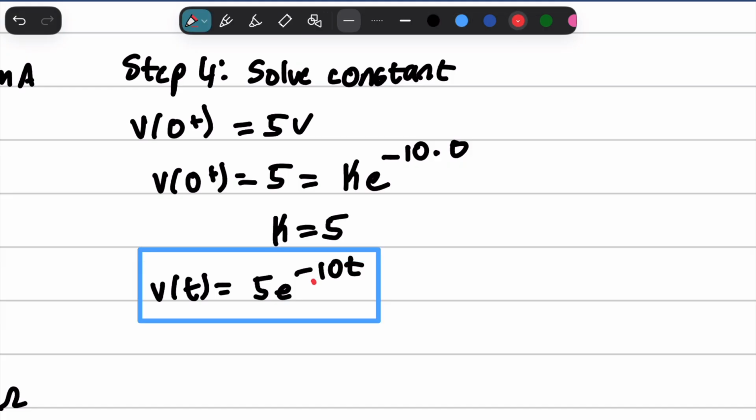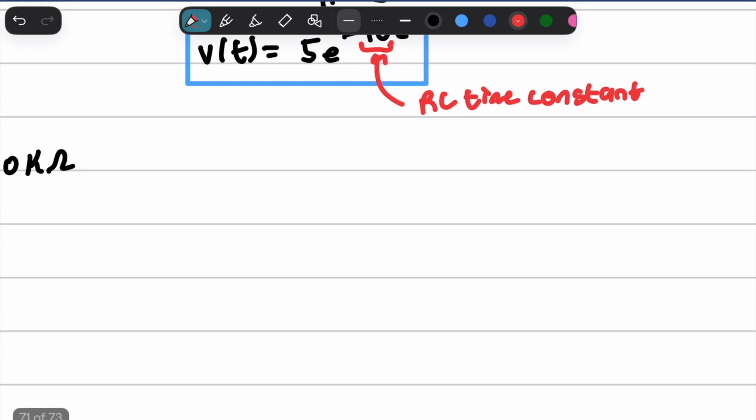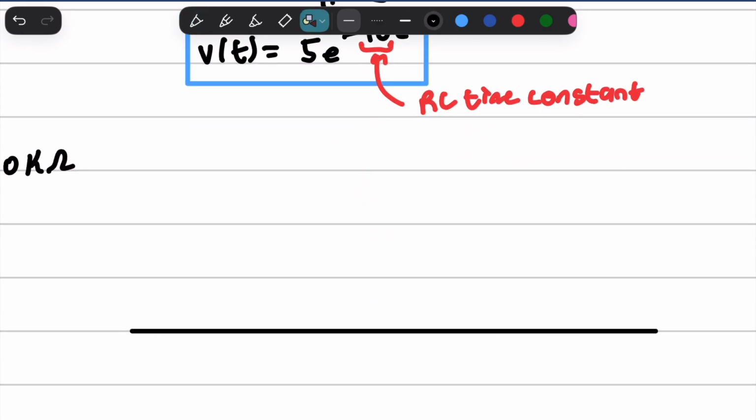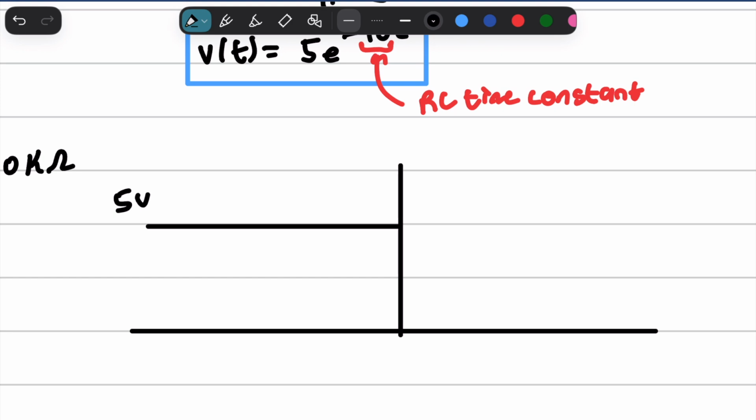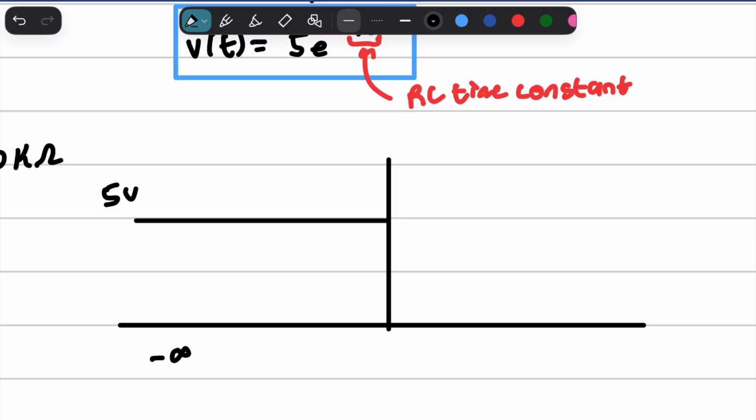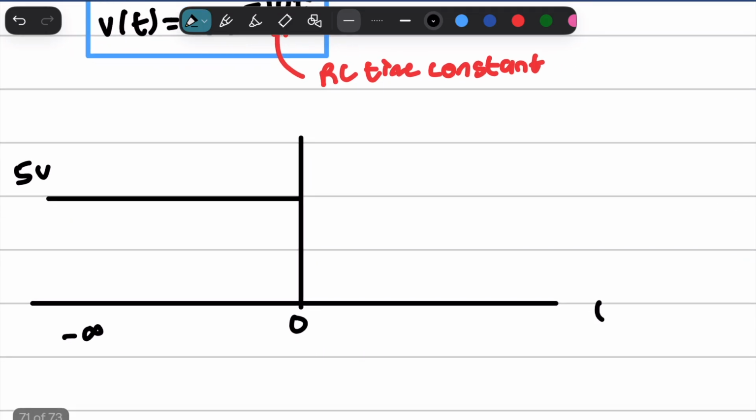Just some housekeeping notes. This is an RC time constant, right? This right here is the time constant. And this is the guy that will determine how long is a long time, essentially. And so when we draw our graph here, and it will be very useful to draw graphs. Remember, we said that we got 5 volts from negative infinity to t, well, t is 0 in this case, and this axis is t. And we have infinity this way.